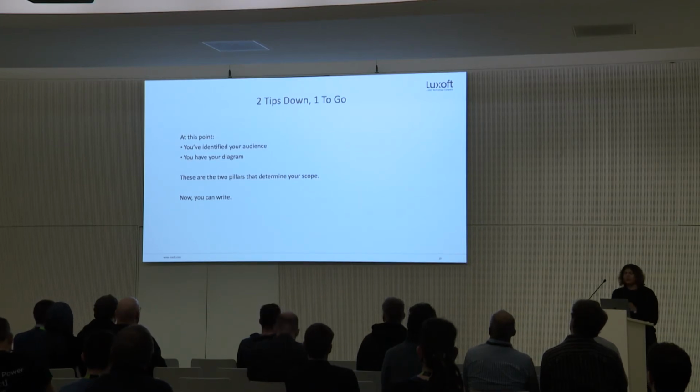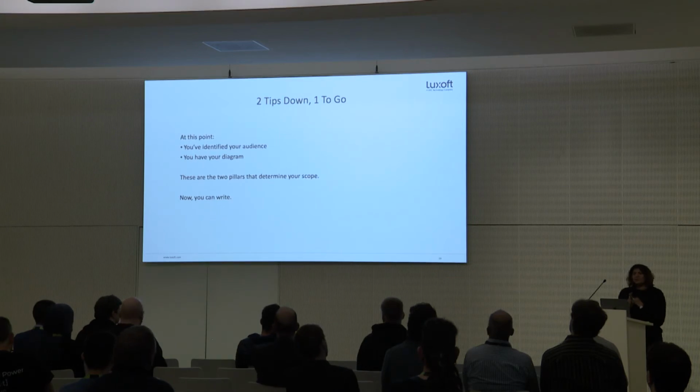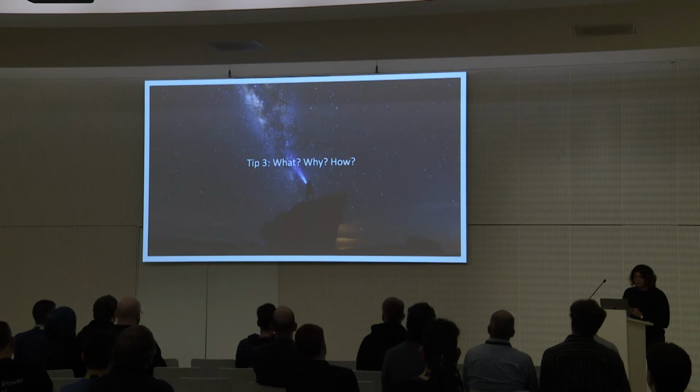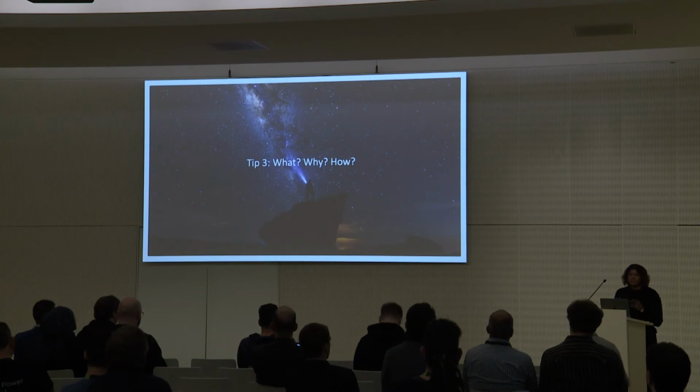At this point, you know who your audience is. You've also drawn your diagram. These are your 2 pillars to determine the scope of your content. Now you can write. But what should you write? This brings me to my last tip, which is what, why, and how. This is my formula. Every time somebody assigns me a task to write content, I always ask these 3 annoying questions.